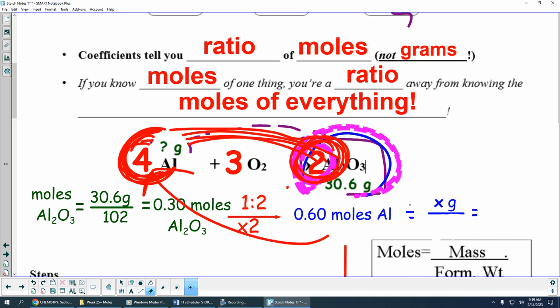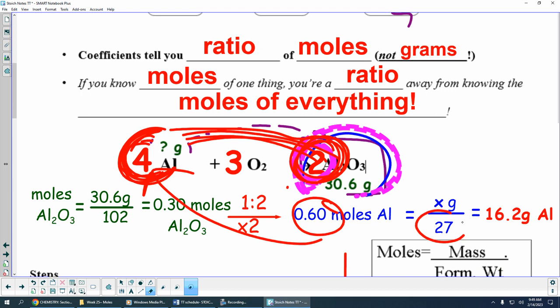Aluminum. The formula weight is 27. Oh, did you give me the final answer? I thought I was looking for the formula weight. You're right. Okay. Did you say 16.2? Is that it? Just 2. Sweet. Now, if I take 0.6 times 27, 16.2. Very good. You got it.